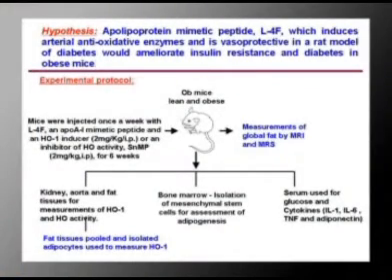Anyway, what I'm trying to see now is what the anti-apoptotic L-4F does to obesity and diabetes. We hypothesized that the apolipoprotein mimetic peptide L-4F, which induces arterial antioxidative enzyme, is vasoprotective in rat models as well as in mice. It would ameliorate insulin resistance and diabetes in obese mice, or rats, but that's what I'm going to show you. Mice were injected with L-4F every day, 200 microgram per kilo, almost the same dose as a statin.